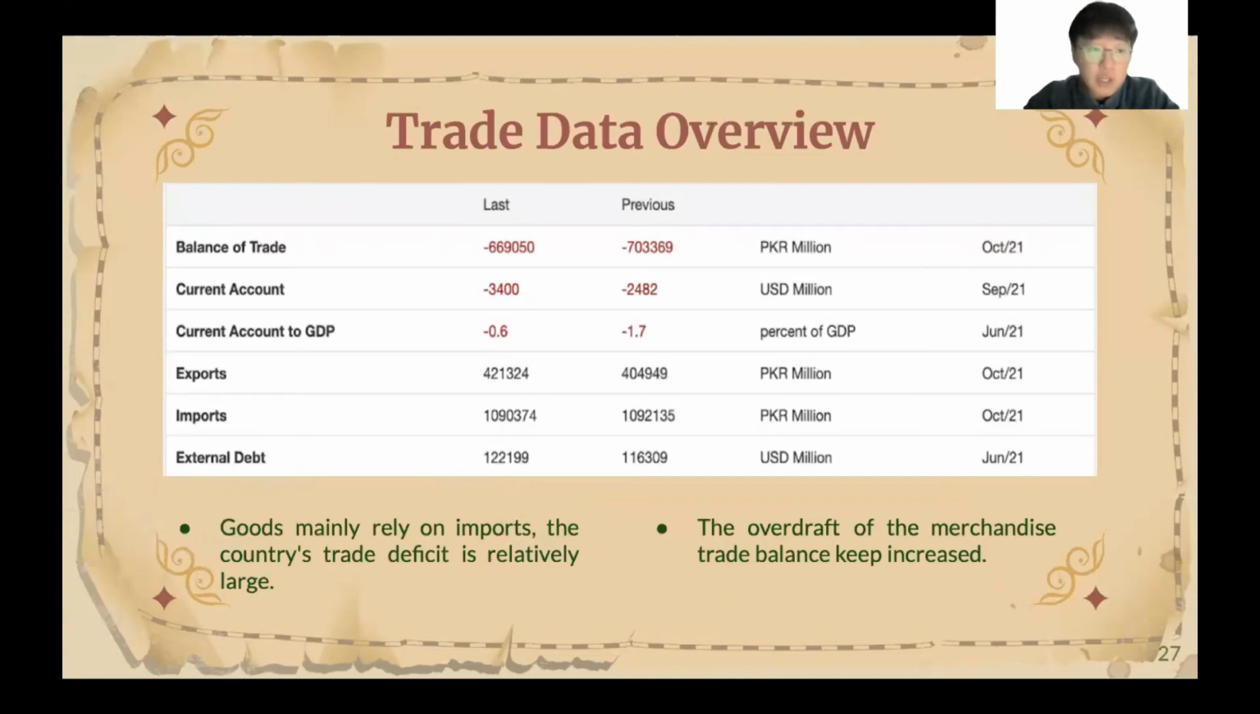Based on the chart, we can see that Pakistan's goods trade mainly relies on imports, and the country's trade deficit is relatively large. Based on the current account, we can see that the overdraft of the merchandise trade balance keeps increasing.